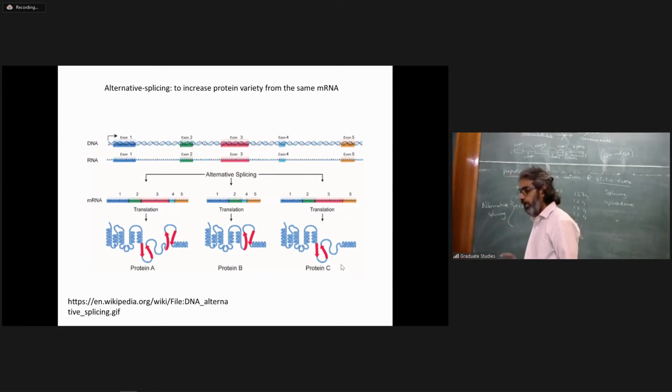So when we say mRNA, we automatically assume spliced mRNA in the case of eukaryotes. But if it is prokaryotes, you don't have to mention it because there are no introns in prokaryotes.